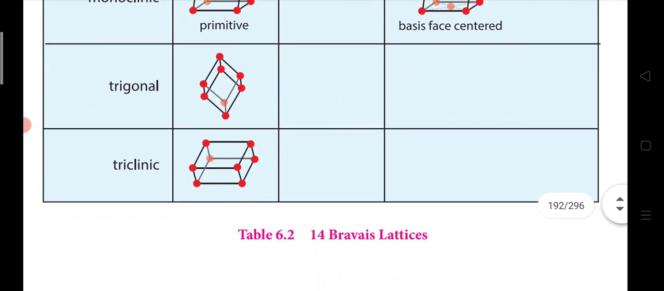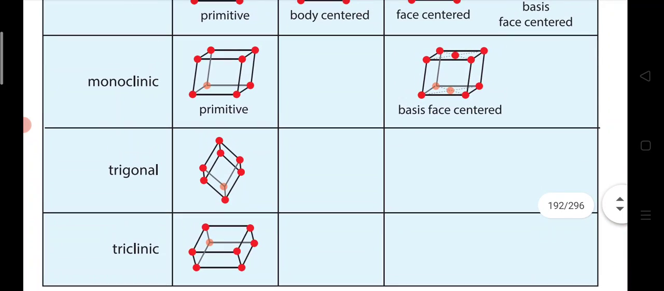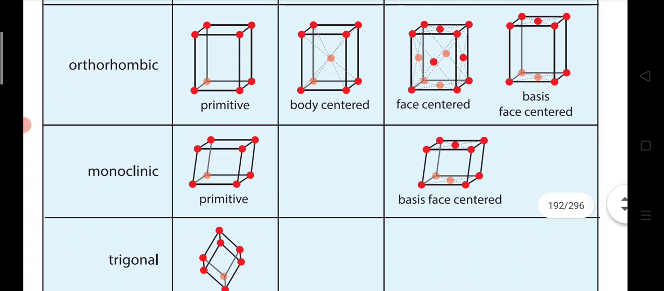So with this we'll stop today. Today we have seen the classification of solids, the characteristics of ionic solids, the difference between ionic and crystalline solids, what is meant by a unit cell, and the types of unit cells. That is all we discussed today.